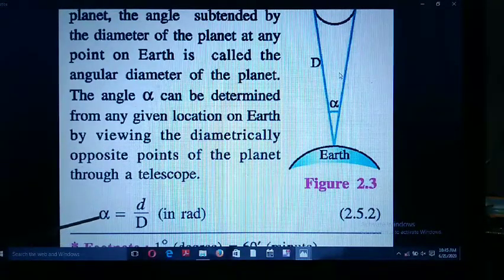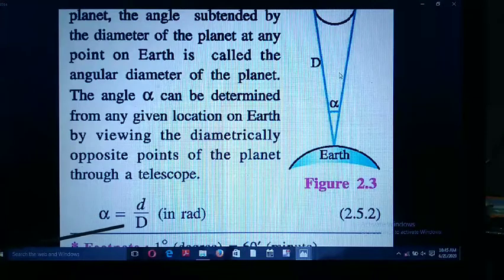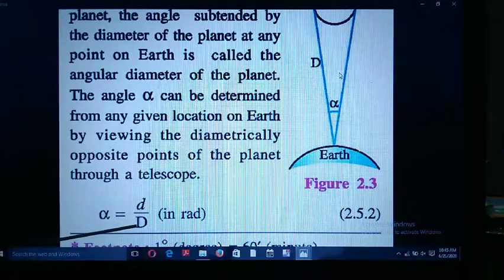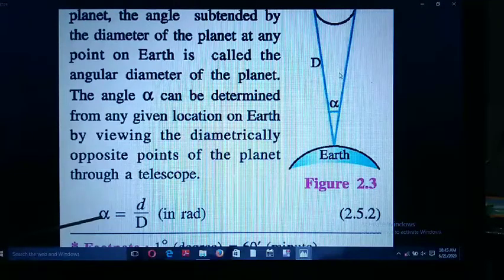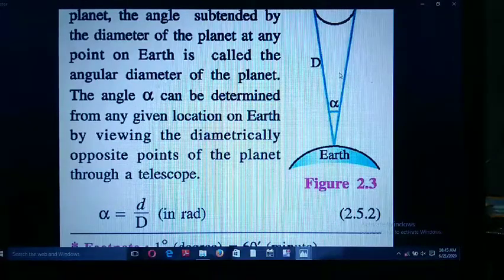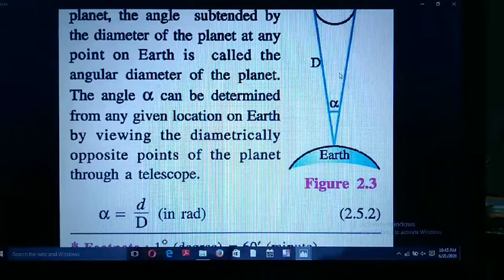Friends, now we find out the value of alpha with the help of the telescope, and capital D is also available. So the values of alpha and D are both substituted and we can find out the value of small d. Here small d is the diameter of the planet.